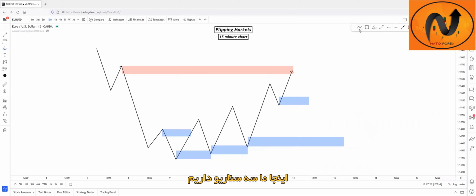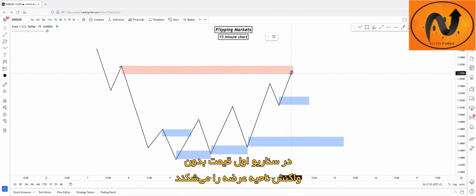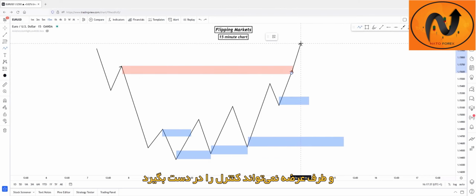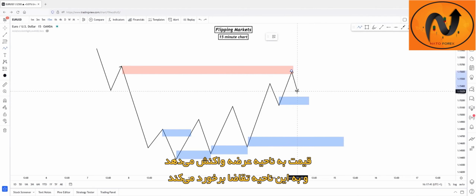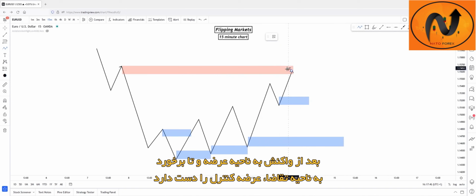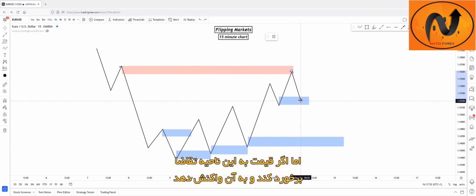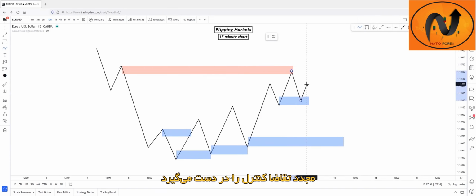Okay, let's see, we have two scenarios here. I mean, basically three scenarios. The first one, if price breaks through this supply zone without a rejection, demand will be in control, and supply did not take over control. The second one, price rejects on this supply zone and taps into this demand zone. So on the tap of this supply zone and rejection, supply took over control from demand. But if price taps into this demand zone and does a rejection on it, then demand will be in control again.